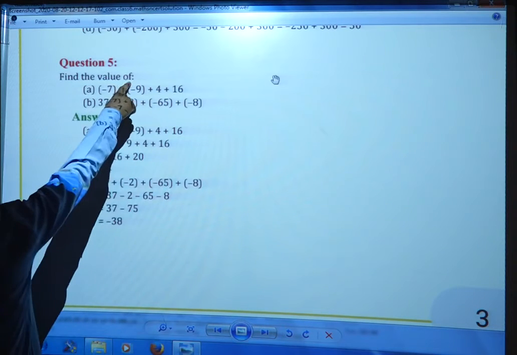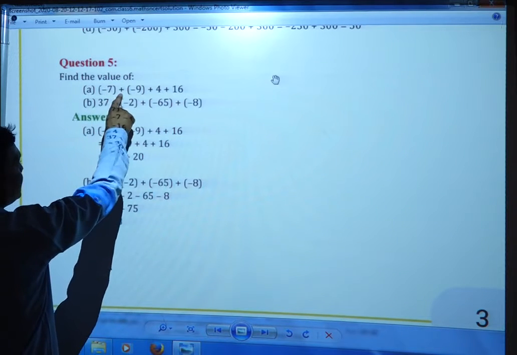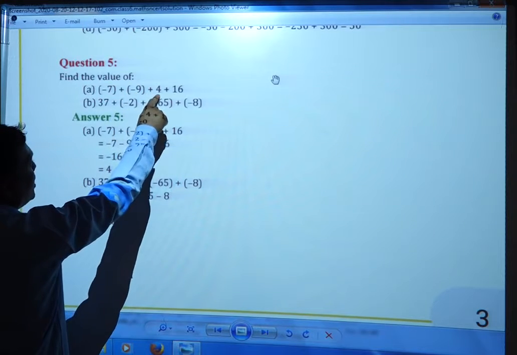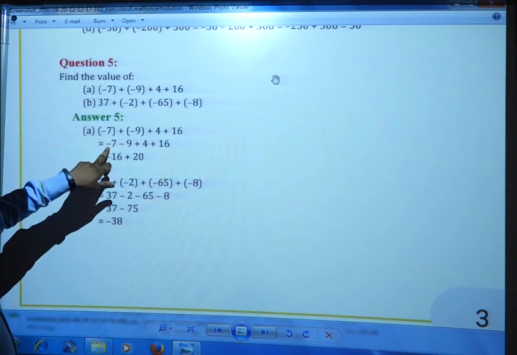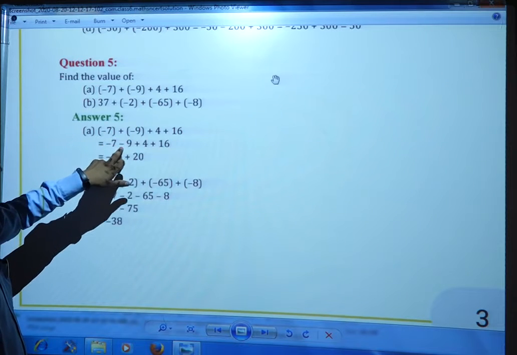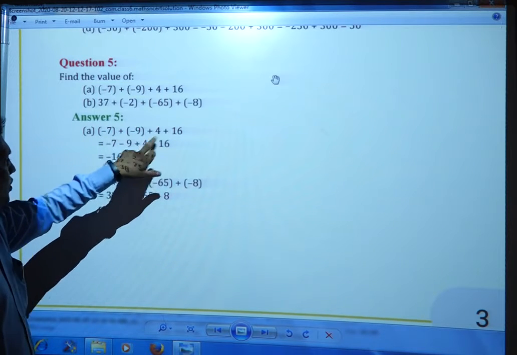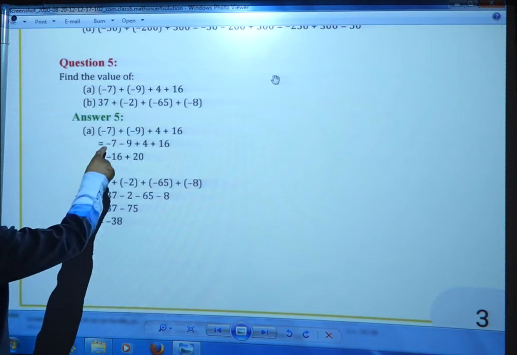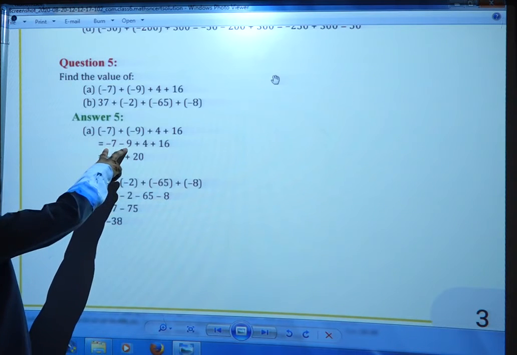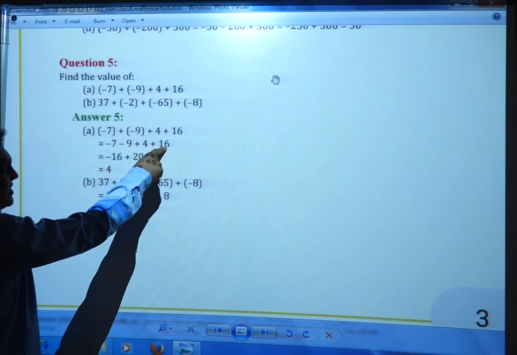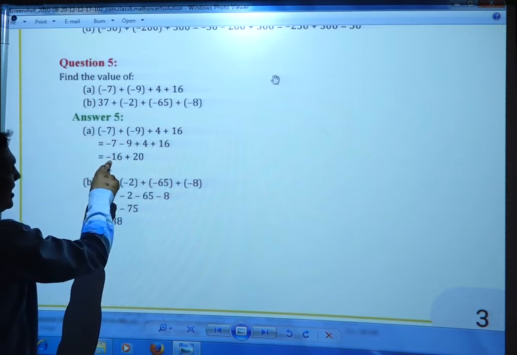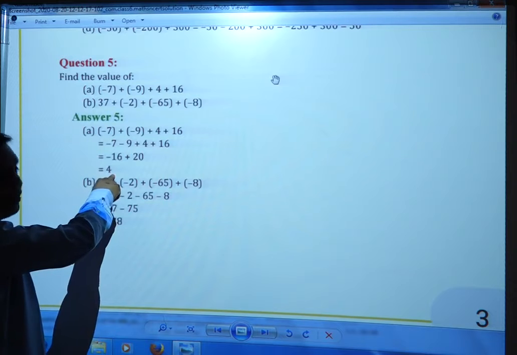Find the value of minus 7 plus minus 9 plus 4 plus 16. So minus 7 became minus 7 plus minus, minus 9 plus 4 plus 16. Minus 7 minus 9, both are minus, so it became minus 16. Plus 4 plus 16 became 20. Minus 16 plus 20 became 4.